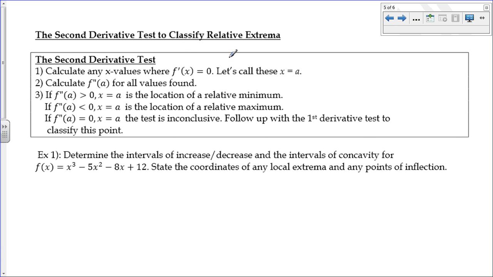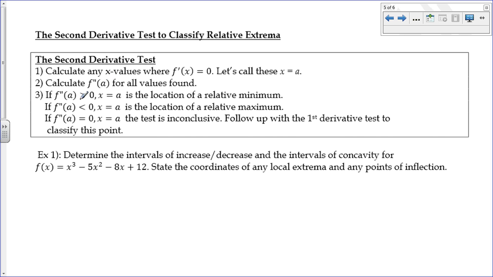If you want to calculate or classify, pardon me, relative extrema, the first thing you need to figure out is, all right, find the potential relative extrema. Find where the first derivative equals 0. Now, the first derivative can also lead to relative extrema where the derivative doesn't exist, but those cannot go into the second derivative test, okay? So any values where f prime equals 0 can get plugged into this second derivative test thing. Let's call those values a.